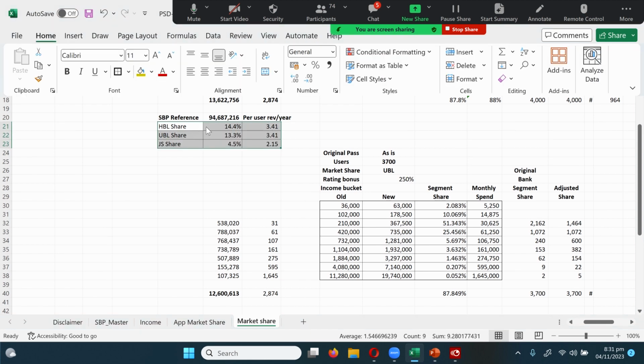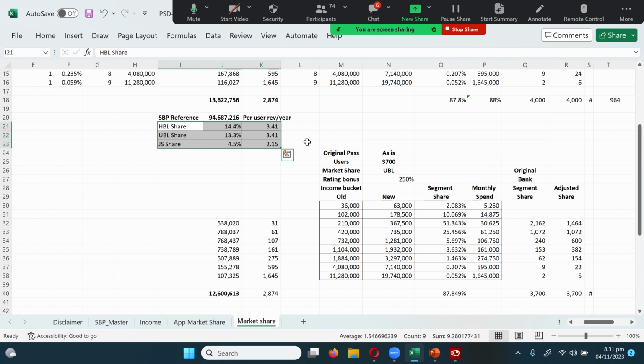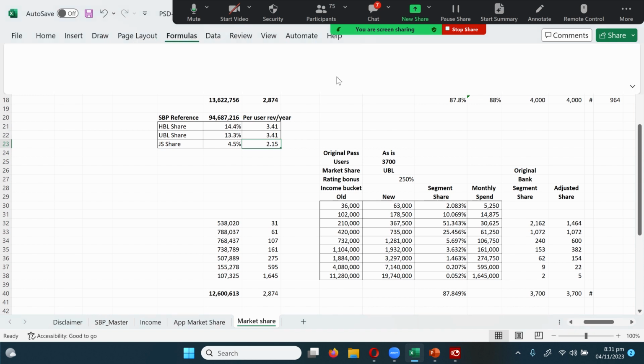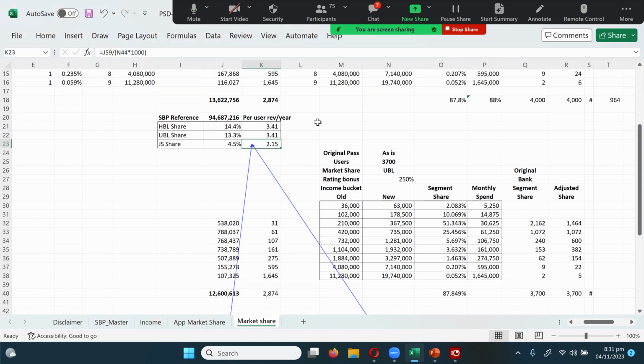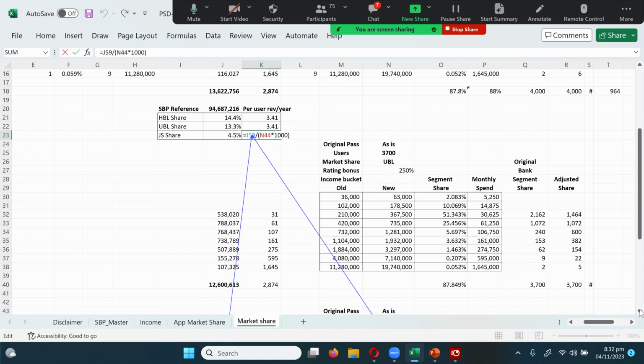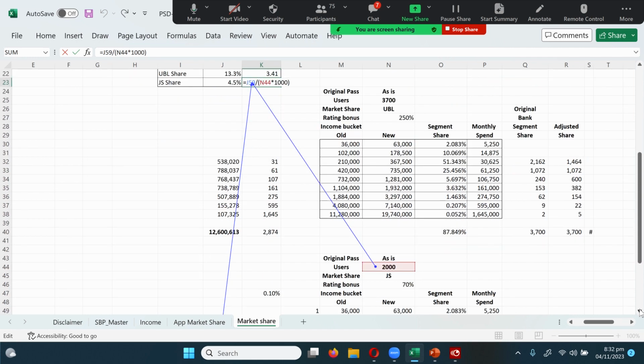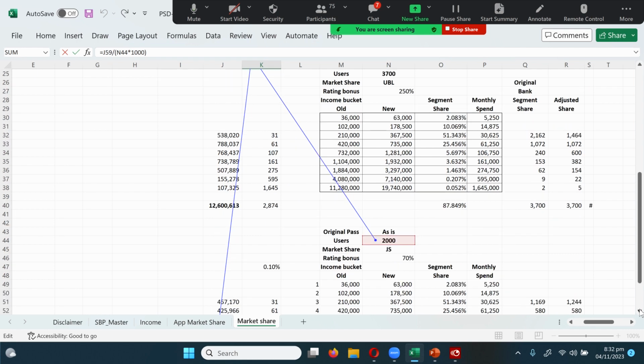Now, I hope you have understood one thing, right? Now that I've done these calculations for you and shown you these numbers, these numbers are only there for calibration purposes. Your actual exam question is going to be based on a different set of values. Let me do function F2. There you go, that's the formula. So J59 is the amount of money you've made, and N is the number of users that we have for JS Bank.